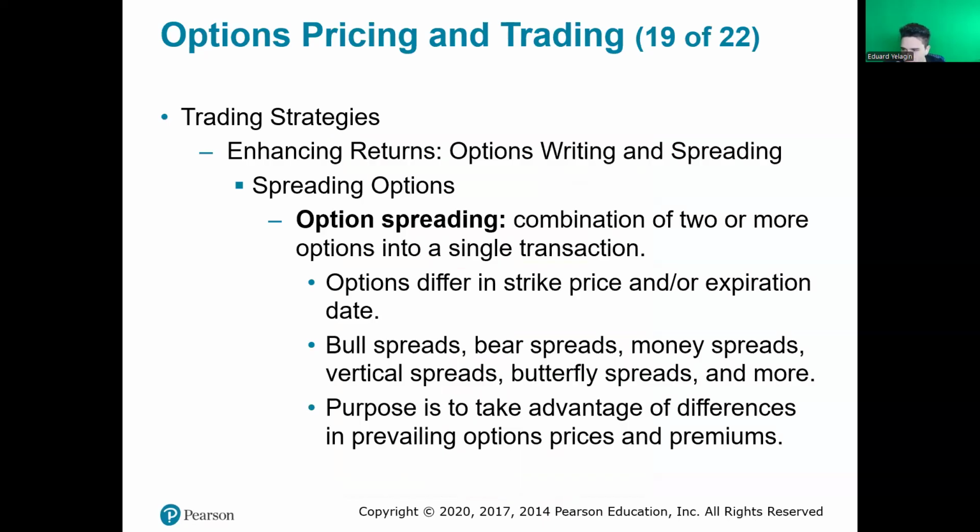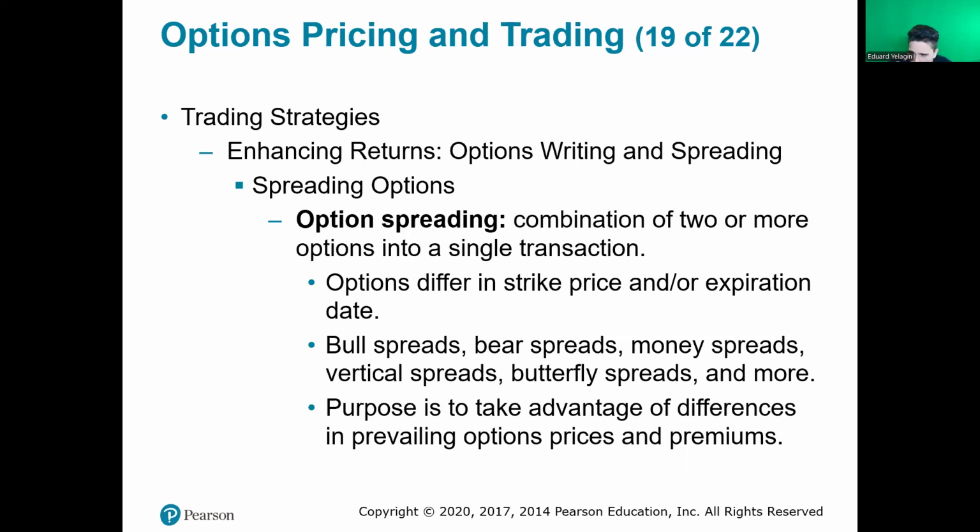Here we move from simple option trades to spreading strategies, which combine two or more options in a single position to fine-tune risk and return. It's called option spreading, and it's one of the most flexible tools traders use. In a spread, you buy one option and sell another, with a difference in either strike price, expiration date, or both. There are many variations: bull spread, bear spread, money spread, vertical spread, butterfly spread, and more. But they all share a common goal, to take advantage of differences in option prices and premiums while limiting risk.